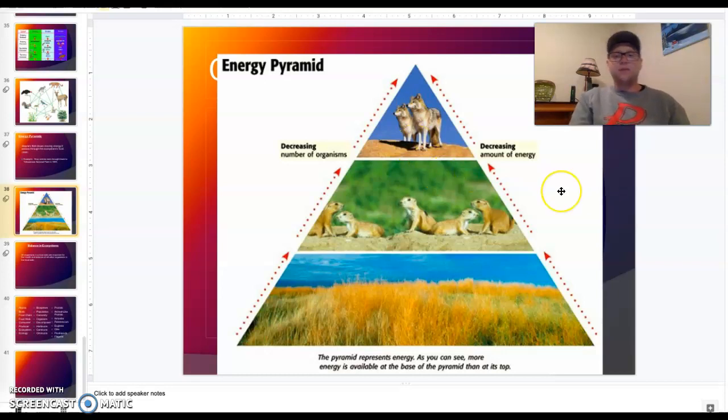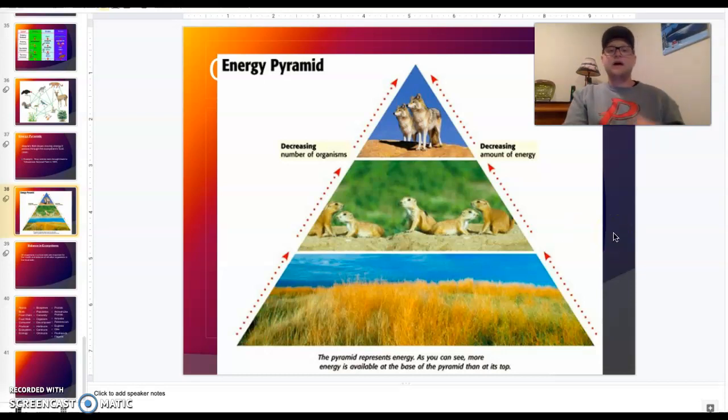Okay. My next question is, if the prairie dog population gets really, really big, gets huge, it explodes, maybe because it doesn't have any predators, what do you think would happen to the producers that the prairie dogs eat? Let's think of the grasses, right? What do you think would happen to the grasses if your prairie dog population gets huge?